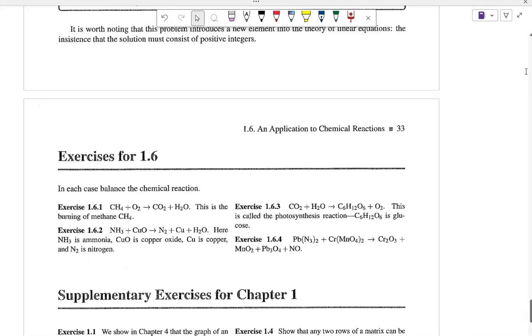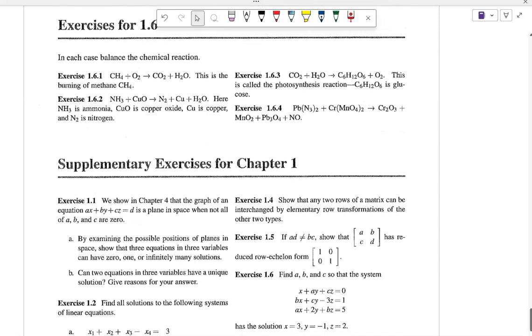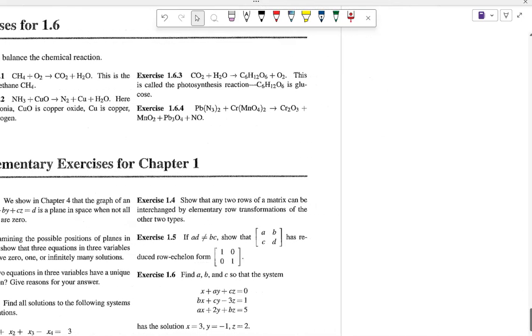If you've got shortcuts to do it because you know things from chemistry, fantastic. I don't want you to do it that way. Okay? I want you to do it the way I'm telling you to do it because we're doing it as an application of the systems of equations. All right. So let's look at this first equation, first chemical equation.